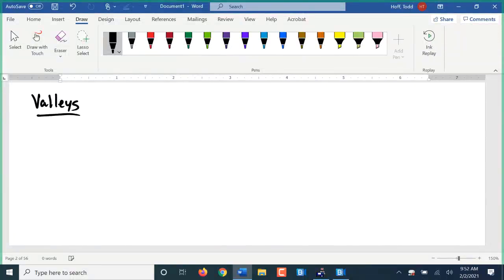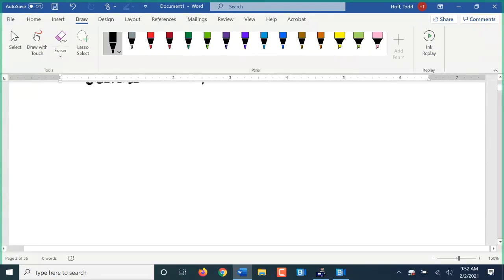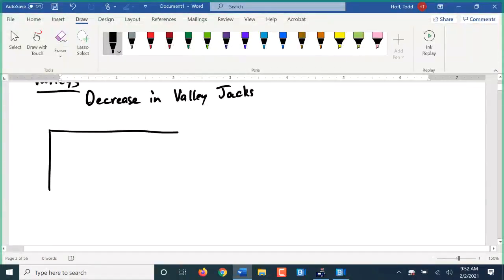The math in calculating valley jacks, and more specifically the decrease in valley jacks, is exactly the same as the math for doing hip jacks and the decrease in hip jacks. In fact, if the slopes are the same, the decreases are the same. It's just the picture and the geometry that you draw out is a little bit different. So what we're looking at here is what is called an L-style roof.